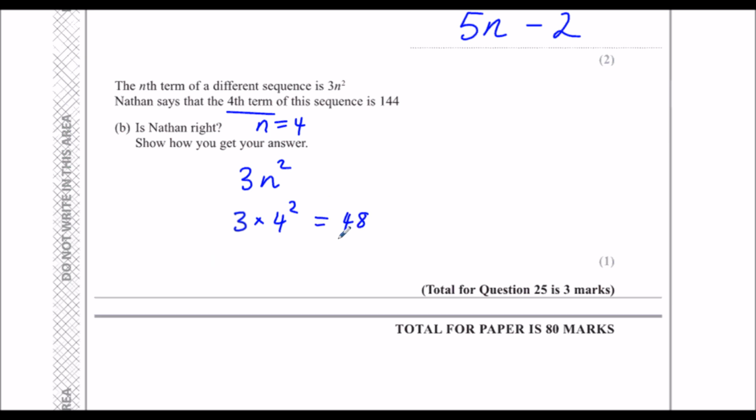So no, he's incorrect. What he's done is he's done 3 times 4 first and then squared it. So only the n is squared here. It's not 3n all squared. It's only the n that is squared, so it's 3 times 4 squared. So it's 48, and Nathan is wrong.